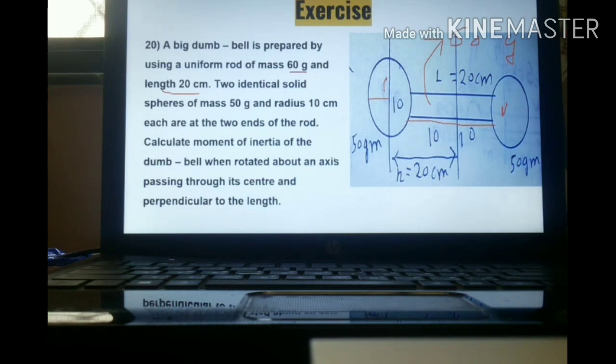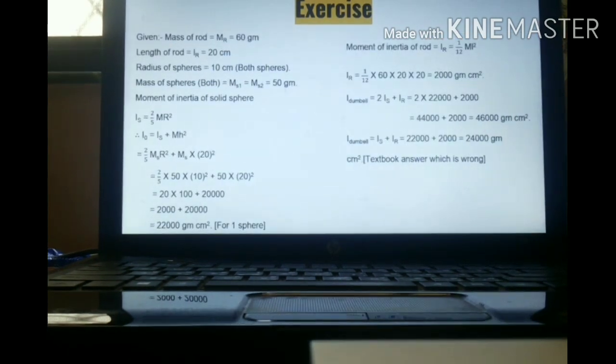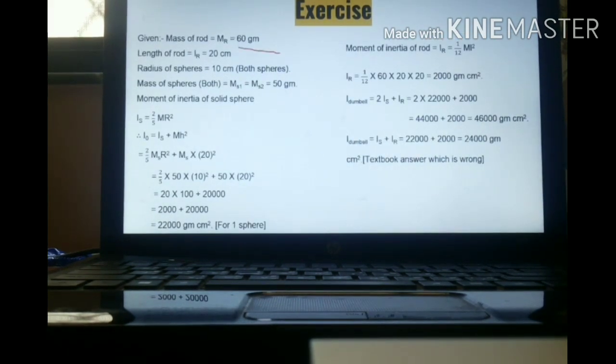We have to calculate the moment of inertia of this dumbbell when it is rotating about the axis passing through its center, and perpendicular to its length. Over here, mass of the rod has been given, that is 60 gram. Length of the rod is 20 centimeter. Radius is 10 centimeter for both the spheres. Both the spheres are identical, so their mass will also be the same, that is 50 gram. Now moment of inertia of a solid sphere, this is the formula, that is 2/5 mr square.